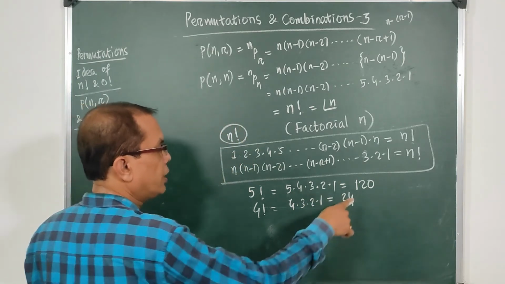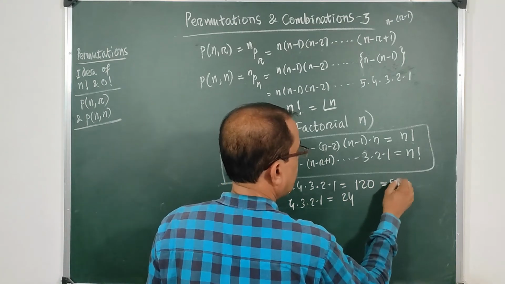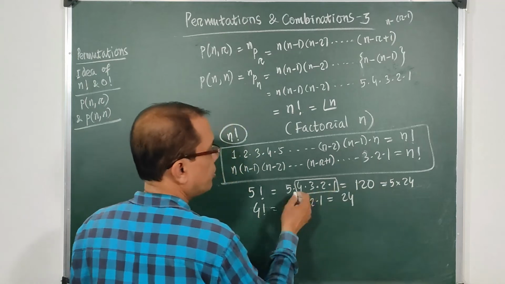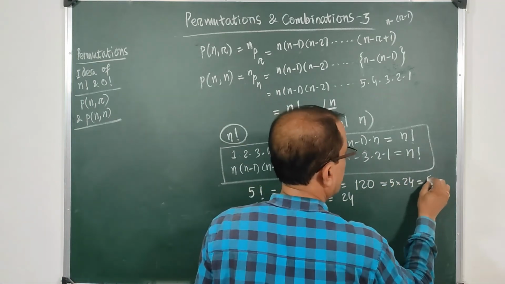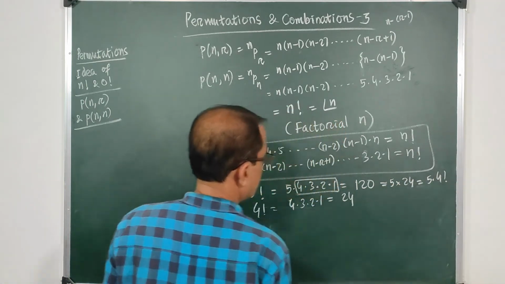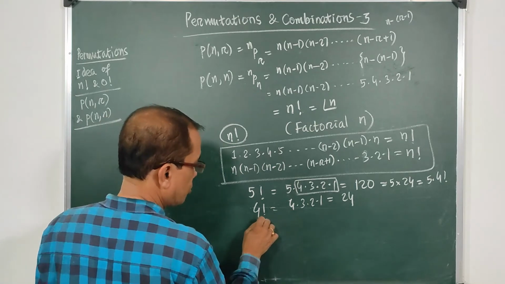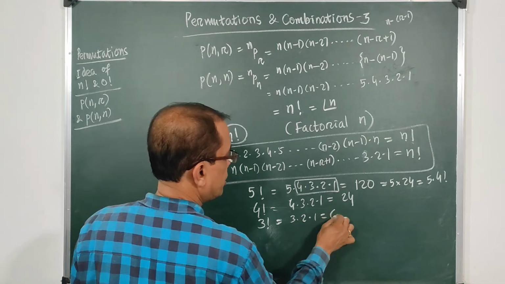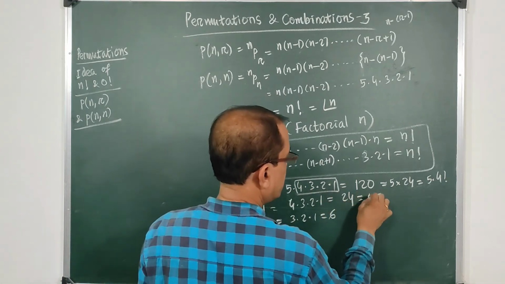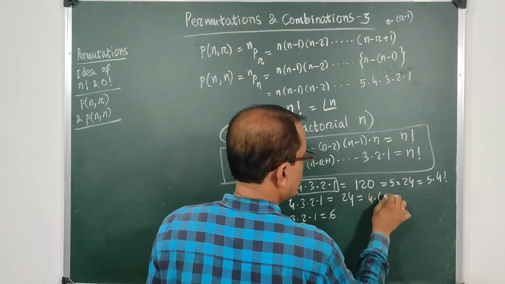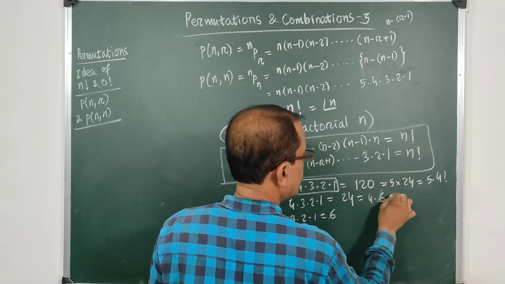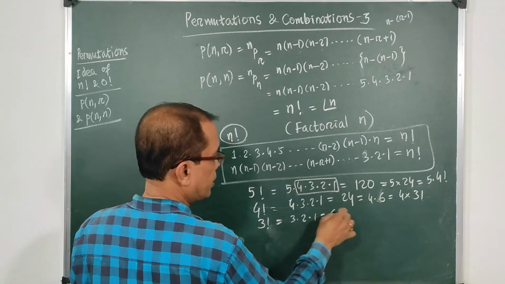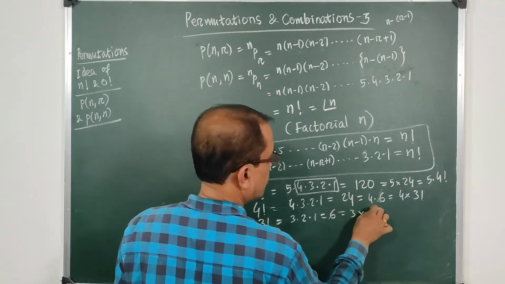So can't we write 120 as 5 into 24? 5 and the remaining 4 can be 4 factorial. So this can be written as 5 into 4 factorial. And when we find out 3 factorial, it is 3 into 2 into 1, which is 6. So this can also be written as 4 into 6, which is 4 into 3 factorial. And 6 similarly can be written as 3 into 2 factorial.